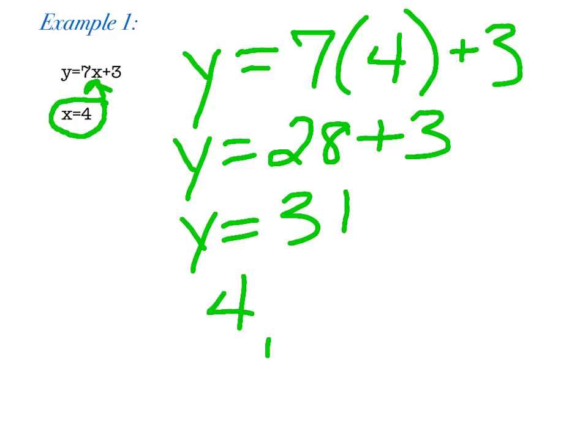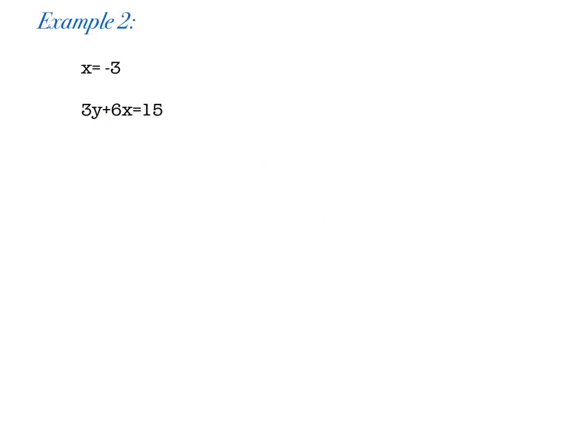So I'll write my x value, my y value, separated by a comma and surrounded by parentheses. So had I used the strategy of graphing, this point of (4, 31) is where those two lines would have intersected on the graph. Let's use our steps to solve this next example.